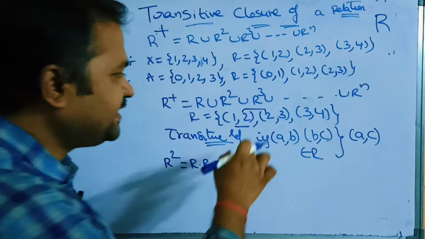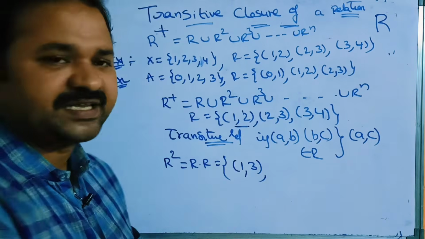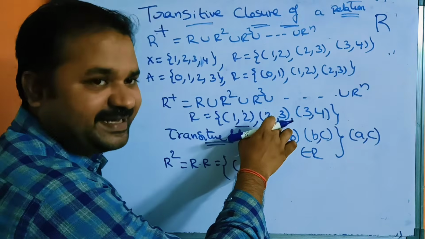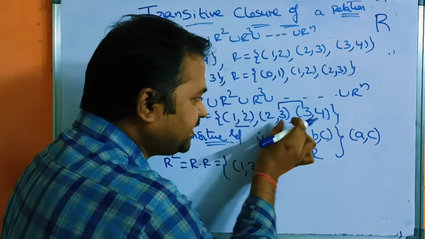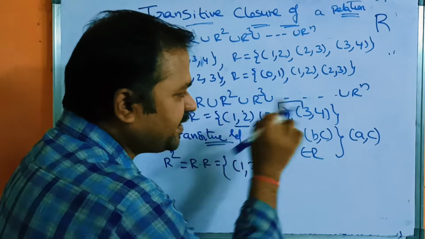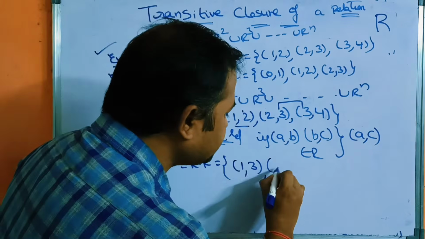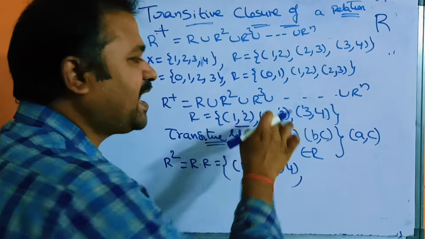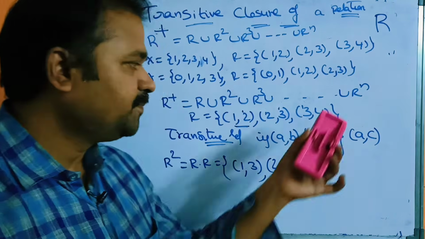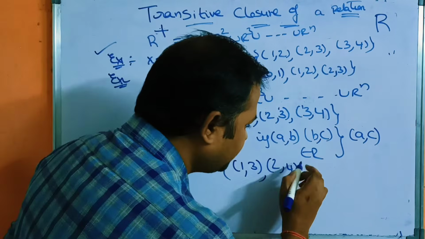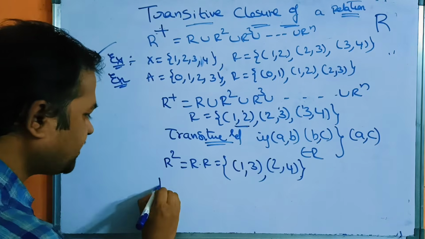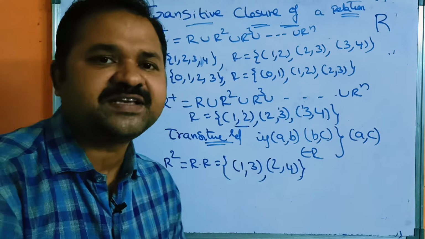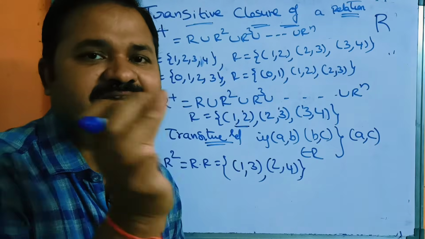Next, let us consider the second pair (2,3). We have to search for the pair which starts with 3. Why? Because this pair is ending with 3. If you observe, this pair is ending with 3 and this pair is starting with 3. So the new pair is (2,4). Next we have (3,4). We have to search for the pair which starts with 4, but we don't have such pairs. So let us stop the process now. R square contains some pairs. Likewise, we have to repeat the process till we get phi.